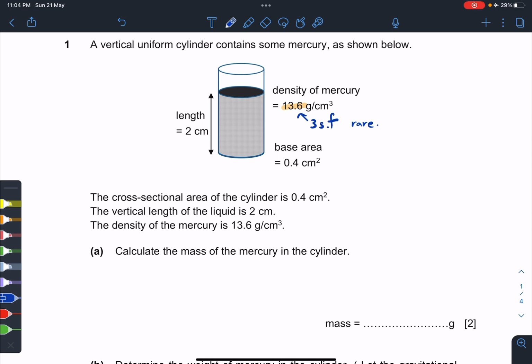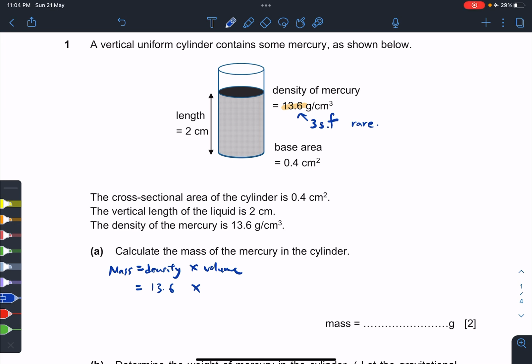So what do we have here? We have density, mass. So if you recall, your formula here is mass equal to density times volume. So in this case, what do we have? We have density 13.6 gram per cm cube times volume. The volume in this case, do we have the volume?